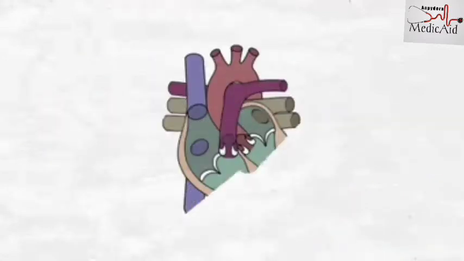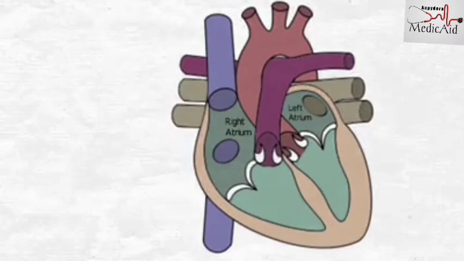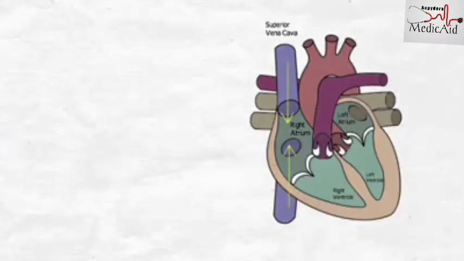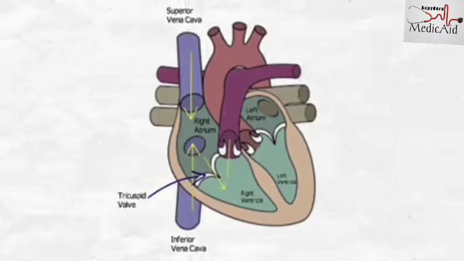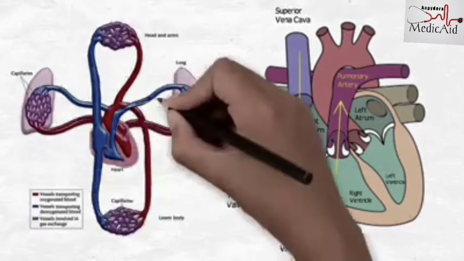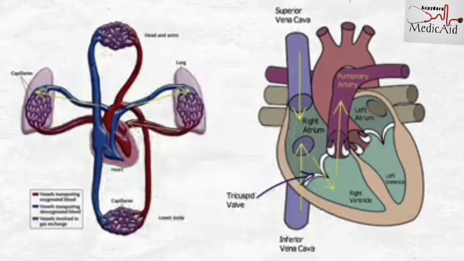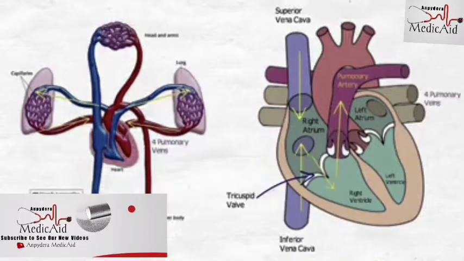Let's use a simplified illustration. The heart is composed of 4 chambers, 2 atria and 2 ventricles. Venous blood enters the right atrium through 2 veins, the superior and the inferior vena cava. The blood passes from the right atrium to the right ventricle through the tricuspid valve, which then contracts to push the blood through the pulmonary artery to the lungs, where exchange of oxygen and carbon dioxide occurs. Then oxygenated blood returns to the heart from the lungs through 4 pulmonary veins that enter the left atrium.